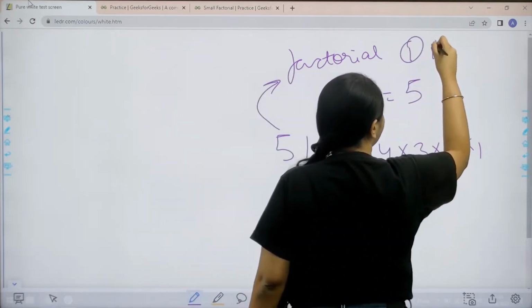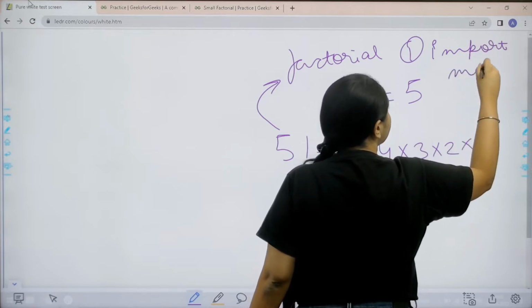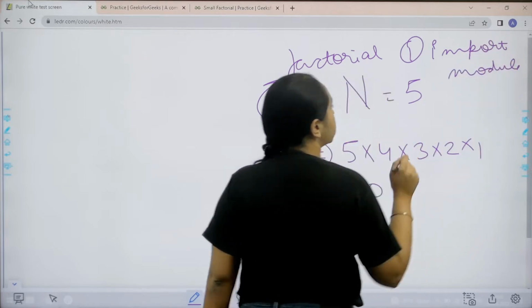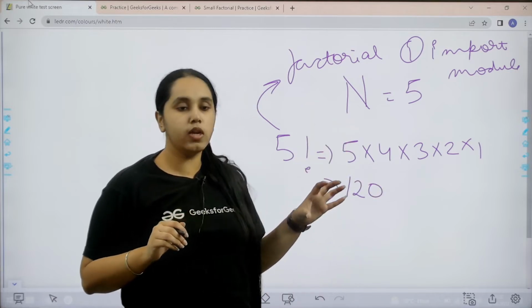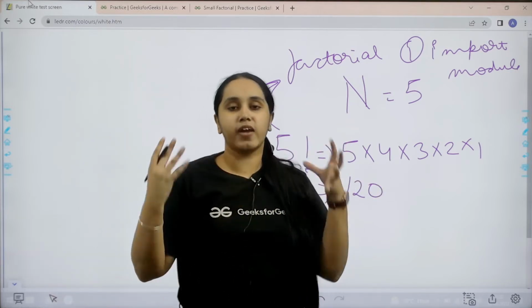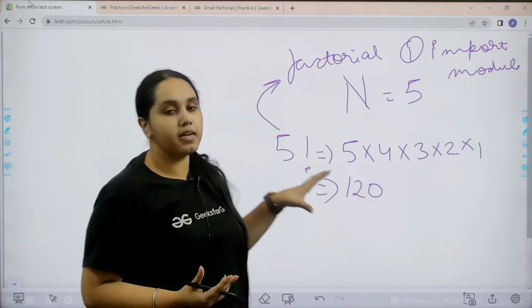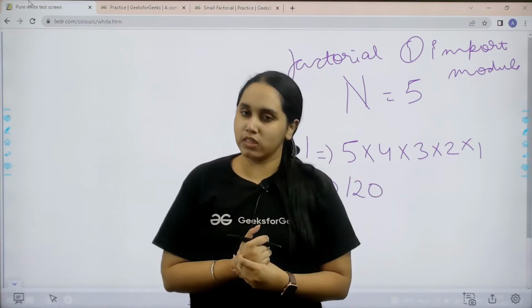import math. That is the library, basically the module from where you can use this function. So the first step is you need to import the math module, and then in one line you can calculate the factorial of any number using the inbuilt function. I hope this is clear to you, how we would be solving this question.